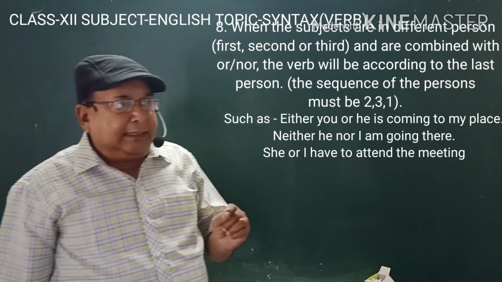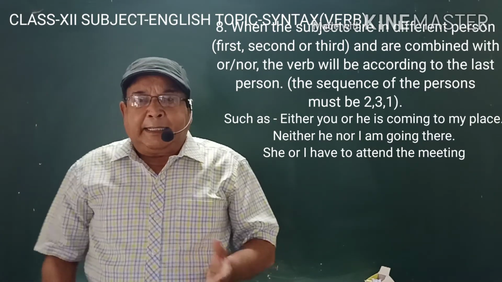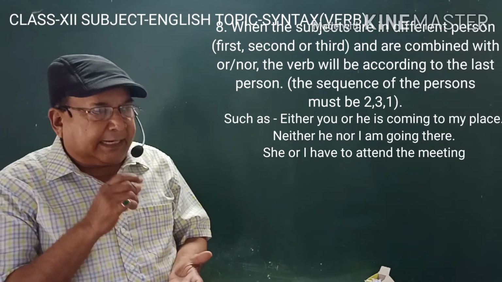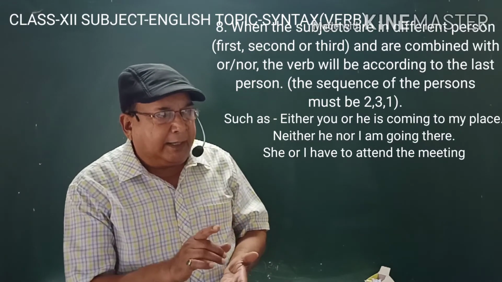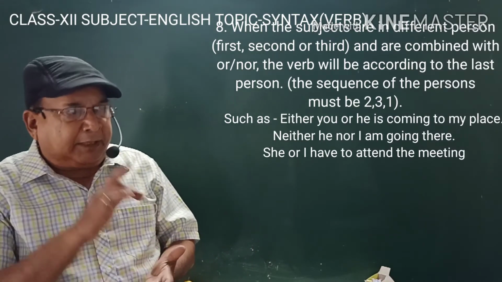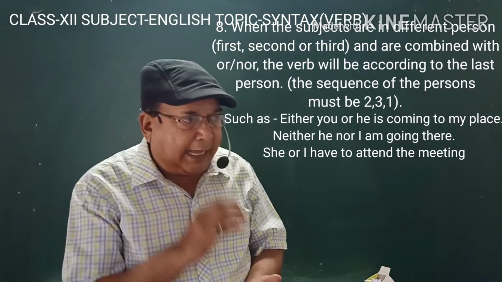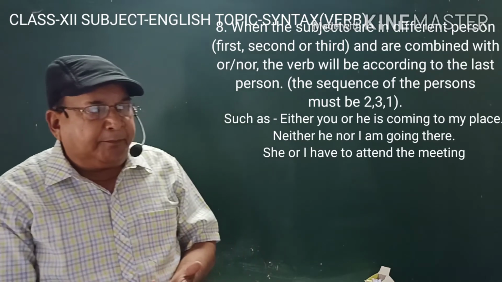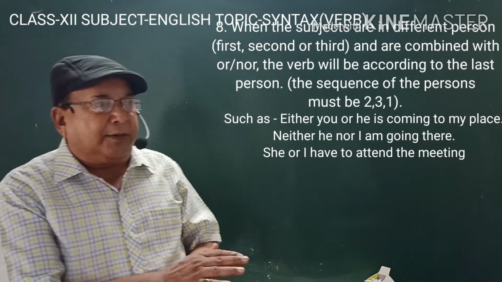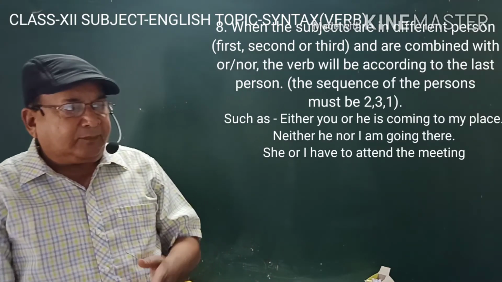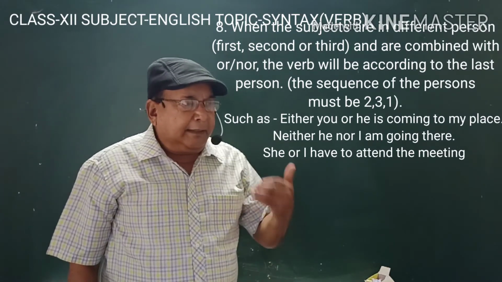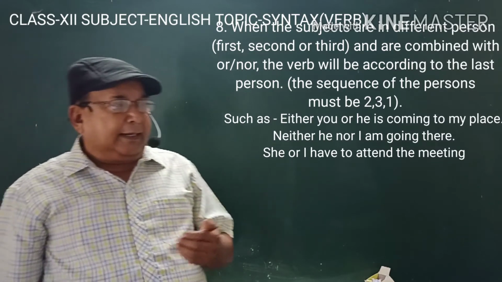Neither he nor I am going there. In this case, the second personal pronoun is missing. Therefore, their number is 3 and 1. So the first person, I, has been used in the last, and the verb am is used according to the first person pronoun I. Another example will make you more clear.